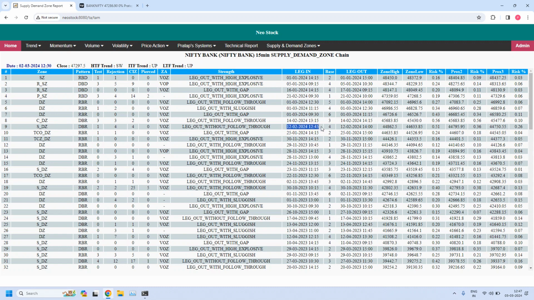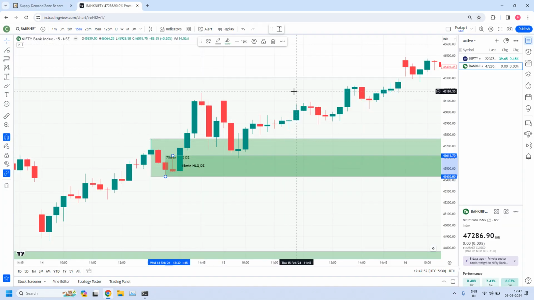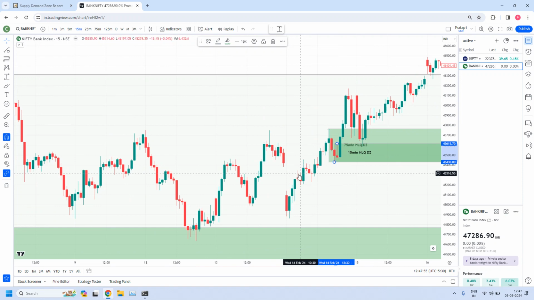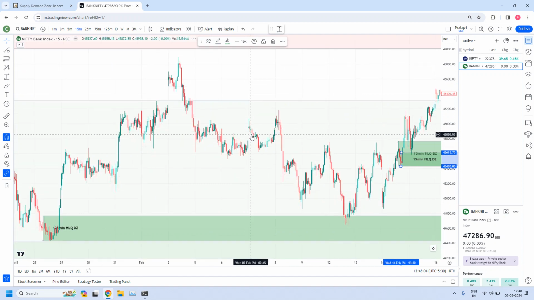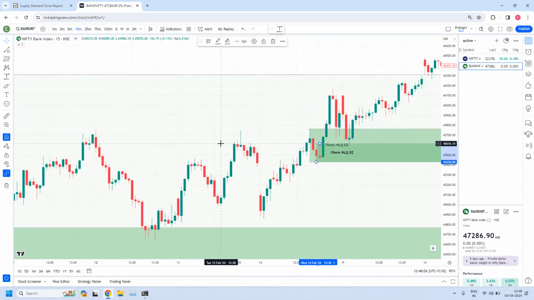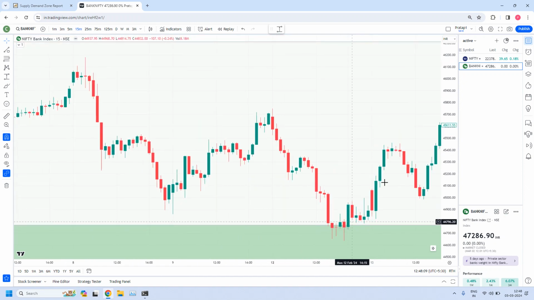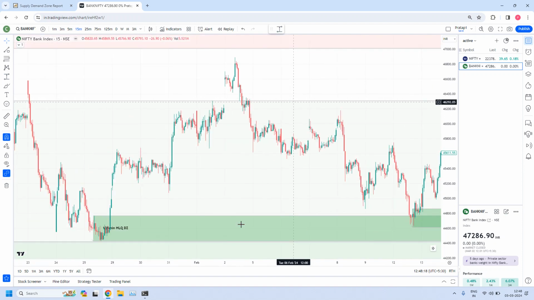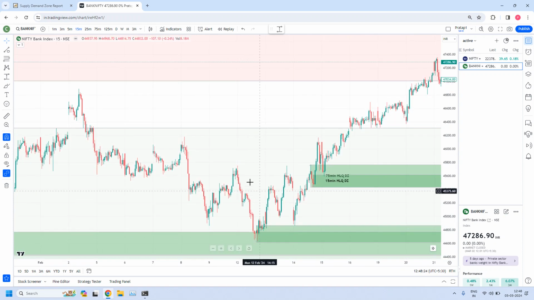That is 12th February at 12:45. This is the one inside this. These four base candles. This is inside the 125 minutes high liquidity demand zone. This is the fine tuned area.